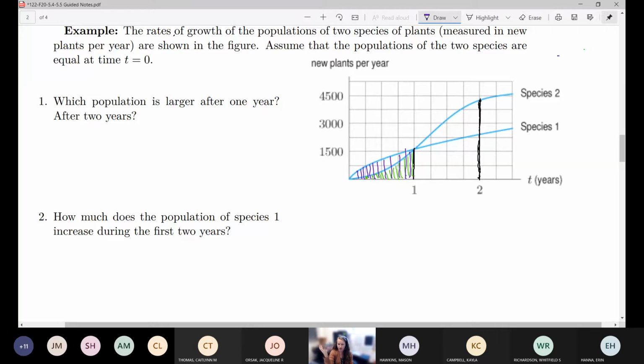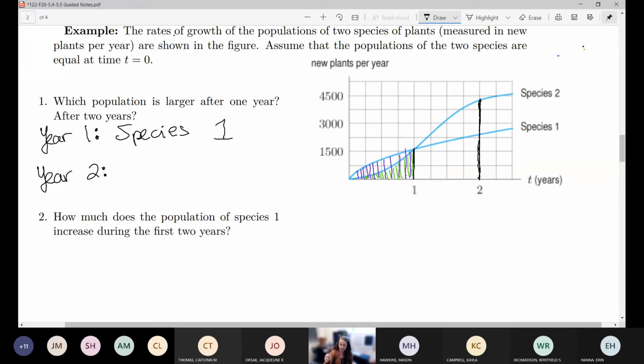We could actually figure out the number, but we don't even have to in this piece. We just need to compare which area is larger. So for year 1, species 1 wins. Because again, since these graphs are of the rate at which the population is growing, the amount of growth is the area. Now, if we want to consider, I should be careful, for the entire 2 years.